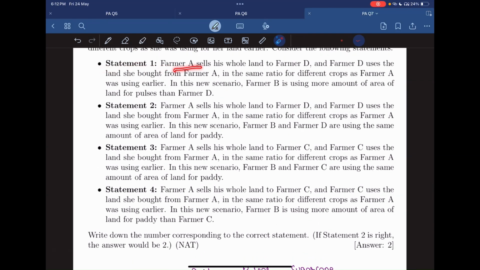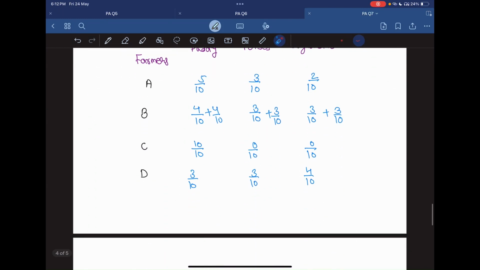Statement 1. Farmer A sells his whole land to farmer D, and farmer D uses the land she bought from farmer A in the same ratio for different crops as farmer A was using earlier. In this new scenario, farmer B is using more amount of area of land for pulses than farmer D. So farmer A sold his land to farmer D, and she was using it in the same ratio that farmer A was using. So that means it would be like this, while for farmer A, these would get 0.